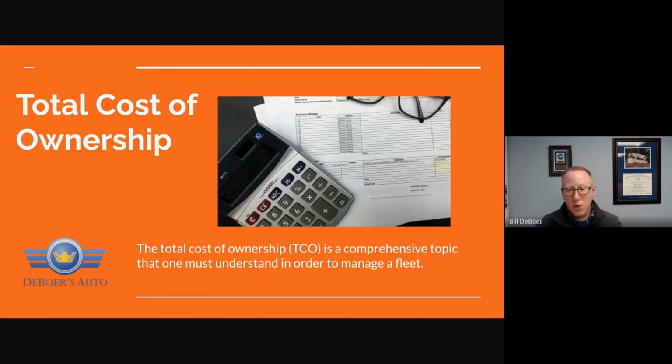So first thing we're going to talk about is total cost of ownership. Total cost of ownership is a comprehensive topic that one must understand in order to manage a fleet. If you own a fleet, if you're a small business out there running and doing all the tasks that are involved to keep your customers happy, usually managing the fleet falls by the wayside, and you can be leaving a lot of money on the table or costing yourself a lot of money in doing so. So we're going to go over how to calculate it and what it takes to calculate it, how it'll help you grow your business, and why you should monitor it as a KPI on a weekly basis.